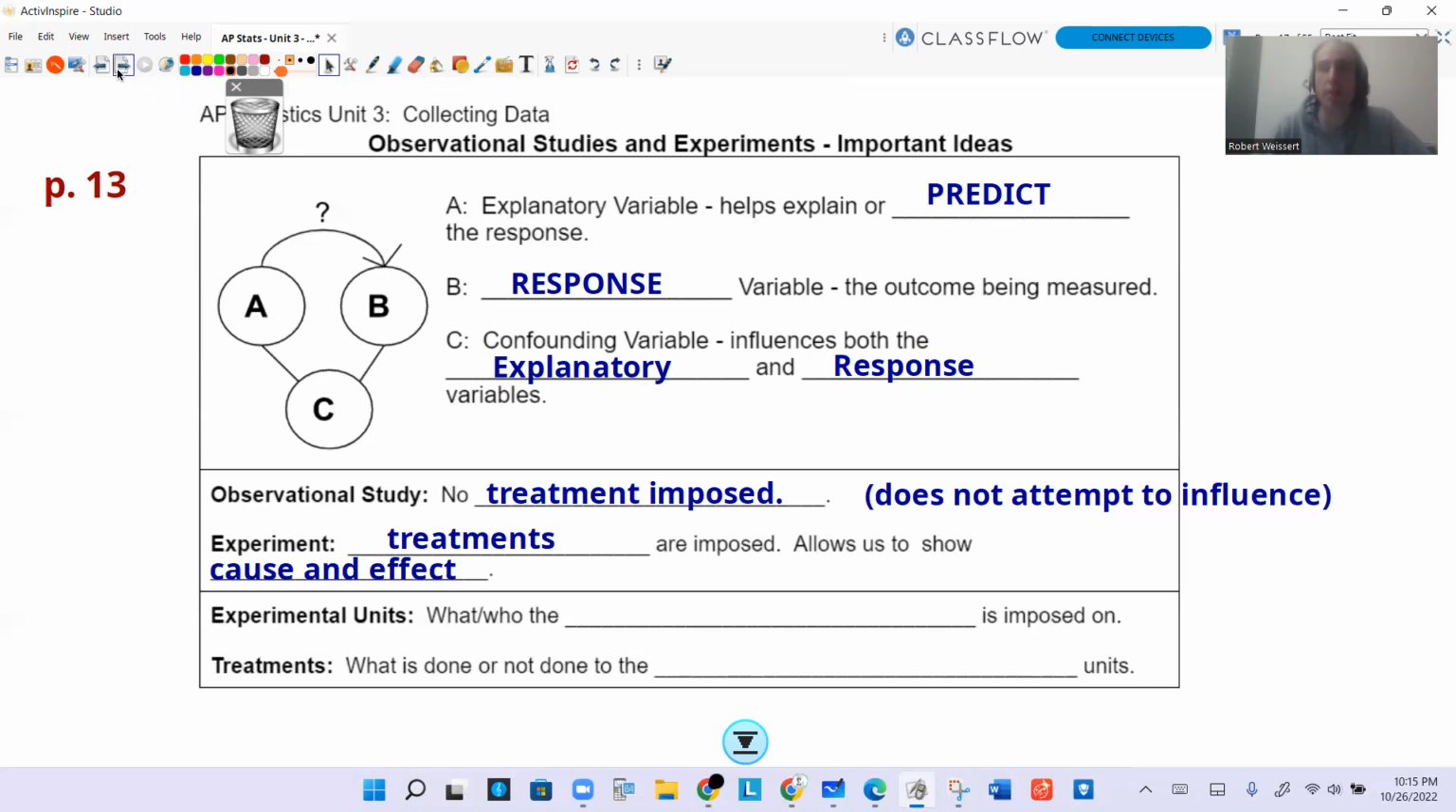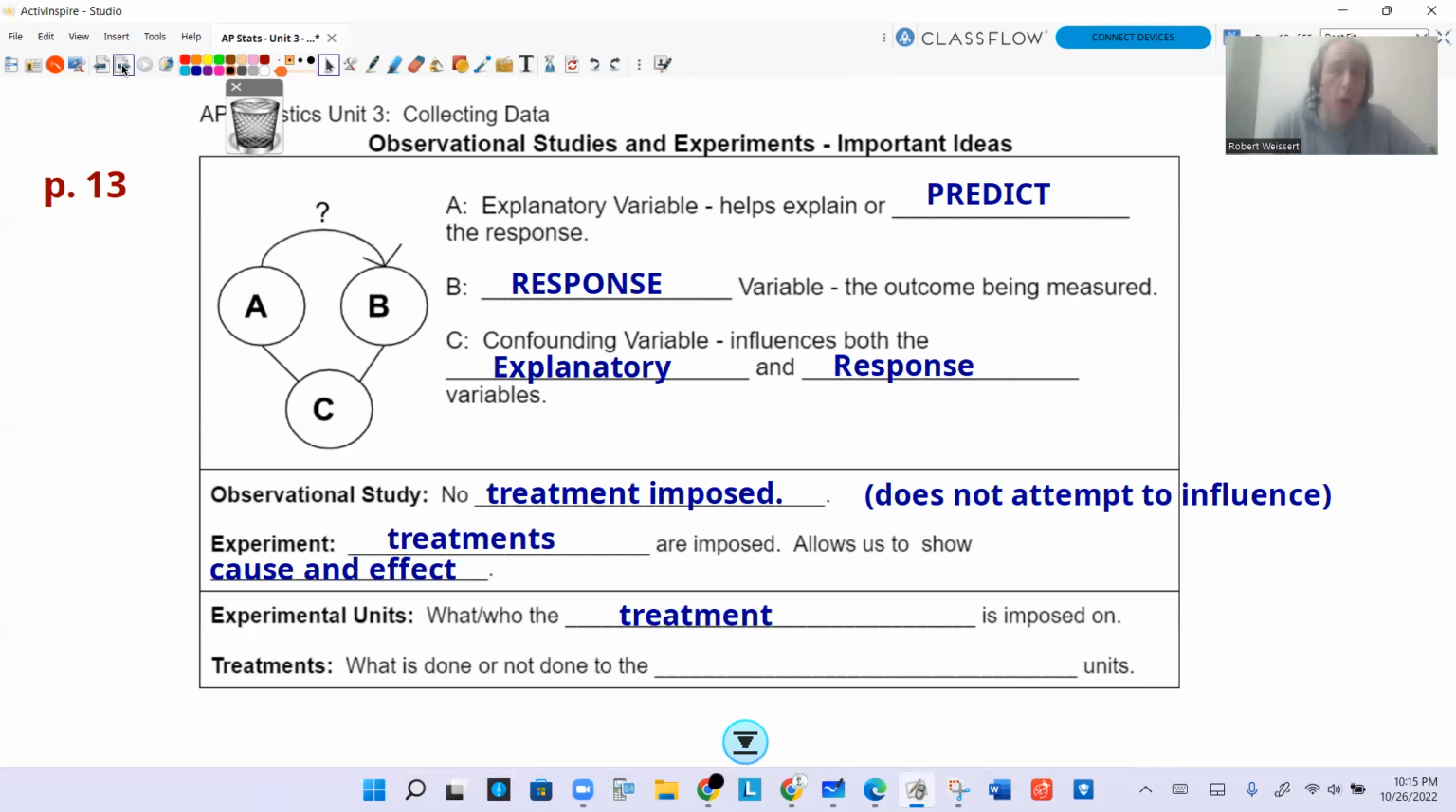A treatment being something imposed on a group of people to see if that affects something. And then we have to have multiple treatments, or at least a control group or a basis of comparison, so we can see that improvement or decrease in whatever we're measuring. It allows us to show cause and effect.